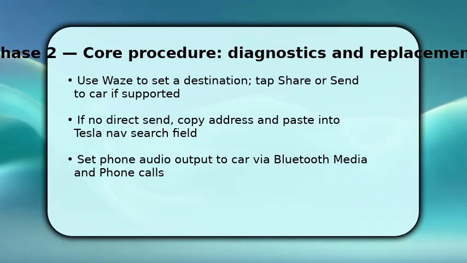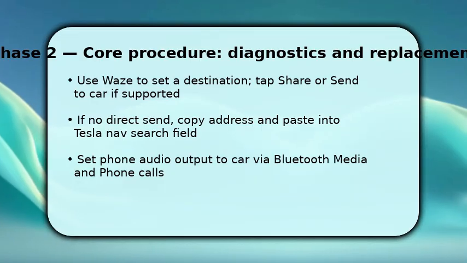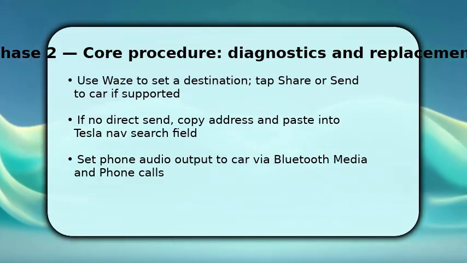Tesla navigation search box. Make sure your phone's audio output is set to Bluetooth media and phone calls so Waze voice guidance plays through the car speakers. This ensures navigation and spoken prompts are routed correctly.